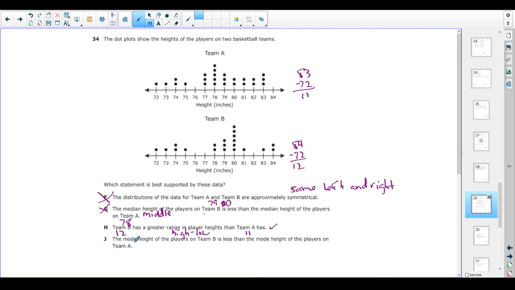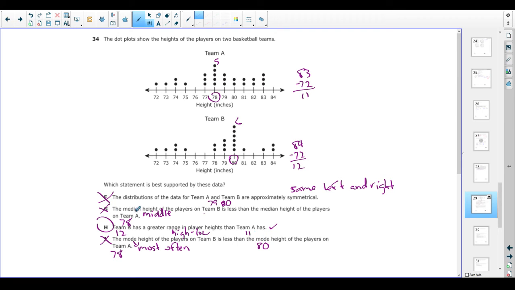The mode height, and this is the number that shows up most often. What is the most common height on team A? It's this one here. There's 5 people that are 78 inches tall. But over here on team B, the one that shows up most, there's 6 people that have a height of 80. So is 80 less than 78? No, it is not. There's your answer.